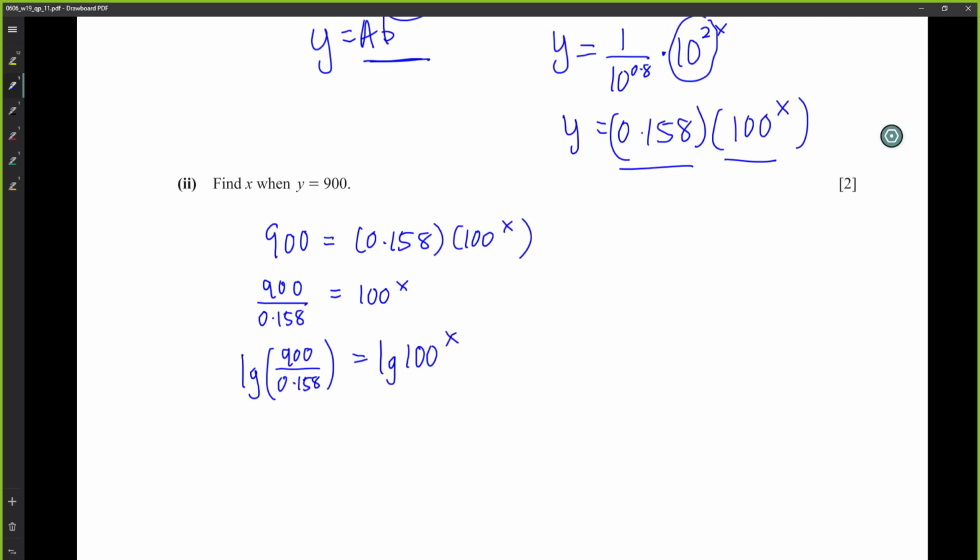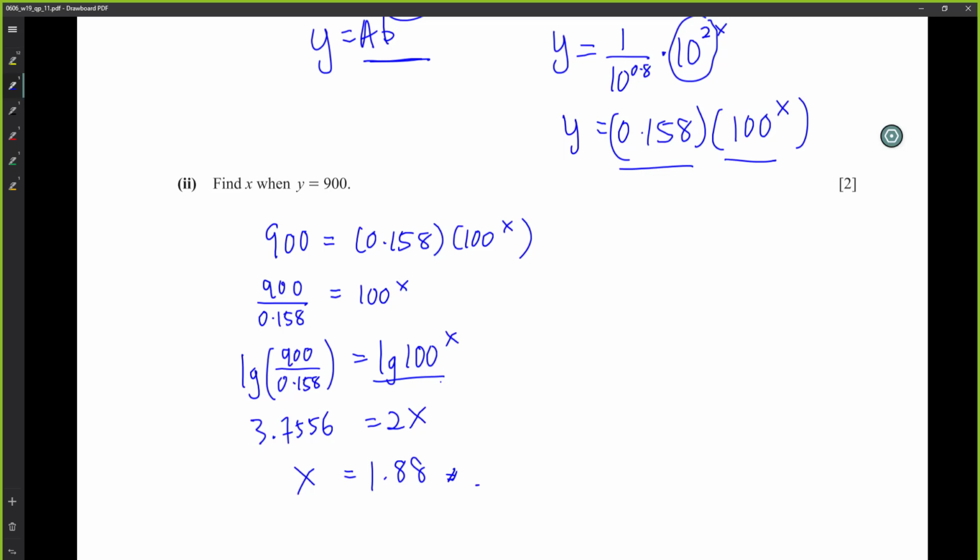Yeah, you will move the x to the front. This one I tell you is 2, so basically this is 2x, alright? Then here I will just solve it. I will do log base 10 of 900 over 0.158. So I will get 3.7556. Okay, I simplified the last step. So the whole answer divided by 2, I will get 1.88 as my final answer.